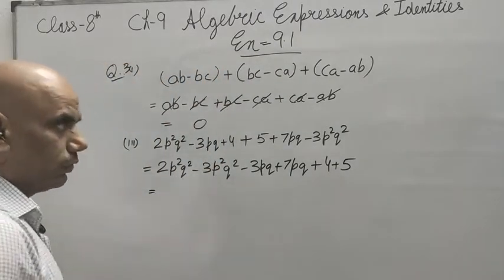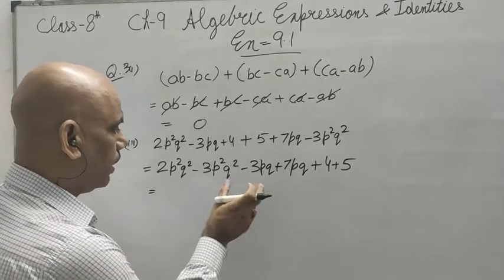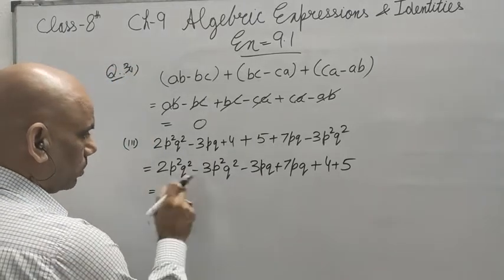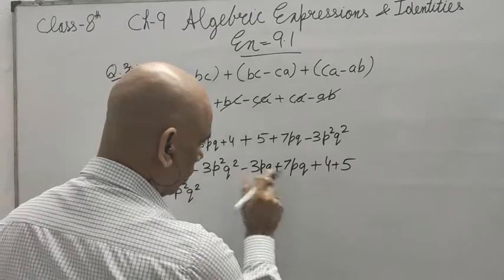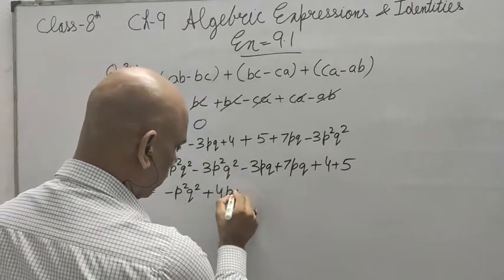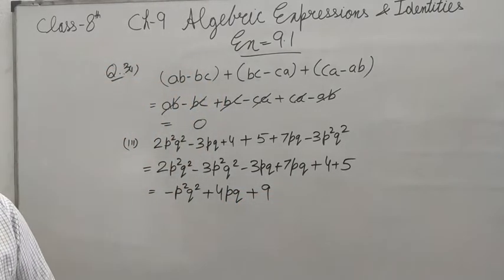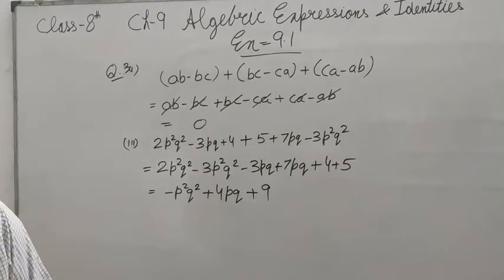So what will be the rule followed? Same sign will be added, and the sign remains the same. Different sign will be subtracted, and the sign will be of the larger numerical value. So these have different signs, so minus p square q square. These are also different, so plus 4pq. And these are the same, so the answer is positive 9. I hope this way you can solve question number 3. I have solved two parts of this question, and the rest of the two parts are to be done by you.